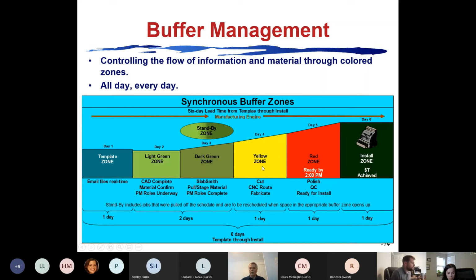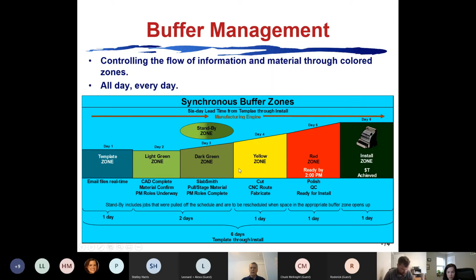In the yellow zone, we do most of the fabrication steps: cut, CNC route, fabricate. In the red zone, we polish, we do the final quality inspection, and we make it ready before the end of the day, typically around 2 p.m., mid-afternoon, and then of course we install on the next day.